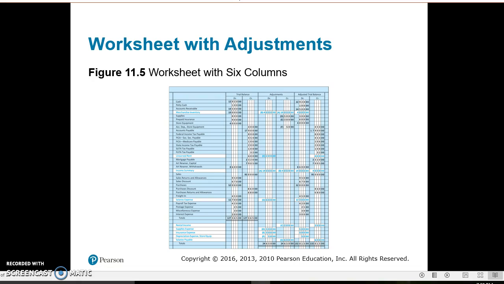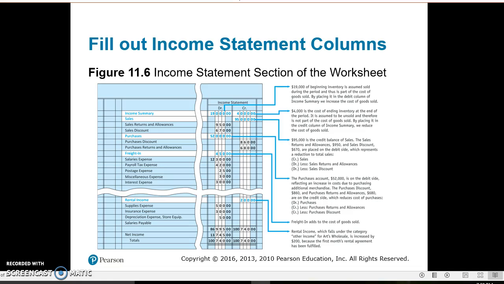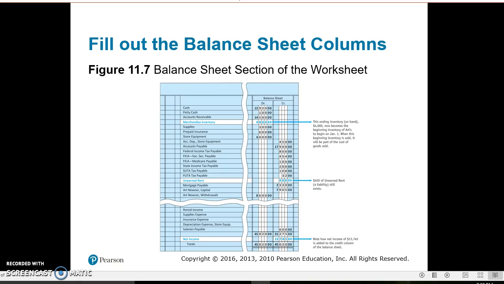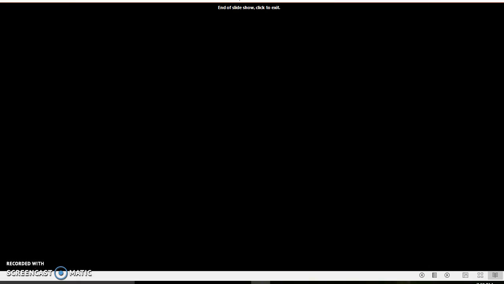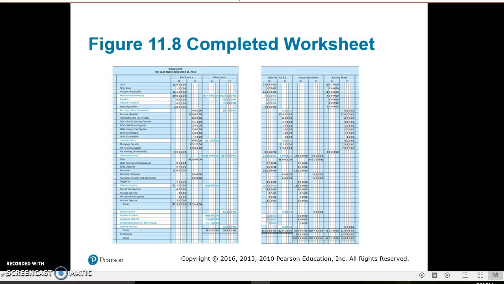Here's your worksheet with your adjustments. And then as you fill out the income statement, you can see what that looks like, the different sections, and filling out the balance sheet. As you will notice, a lot of this is assuming you remember how to do those. I would take the time and really look at the specific adjustments that are new, and really read through those and go over that part of it. Otherwise, it should be more of a review for you.